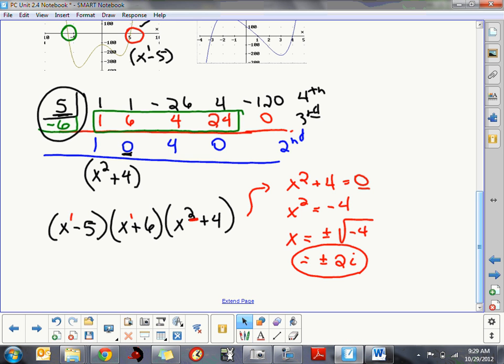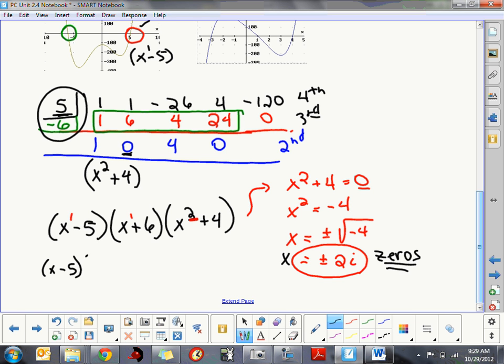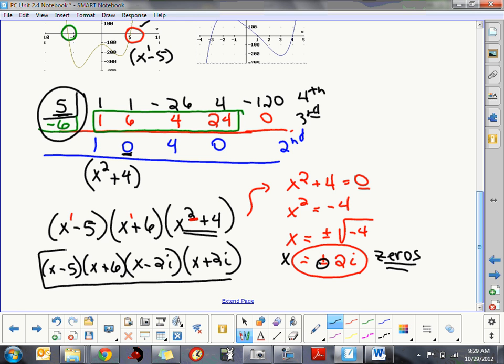So when we write our related factors, since these are the zeros, what do the related factors look like? The x minus 5 and x plus 6 remain unchanged. All we're doing is rewriting this as a product of linear factors. So if it's a plus 2i, then the related factor is x minus 2i. If it's minus 2i, then the related factor is x plus 2i. And now I have it as a product of linear factors. So that's what that one is.